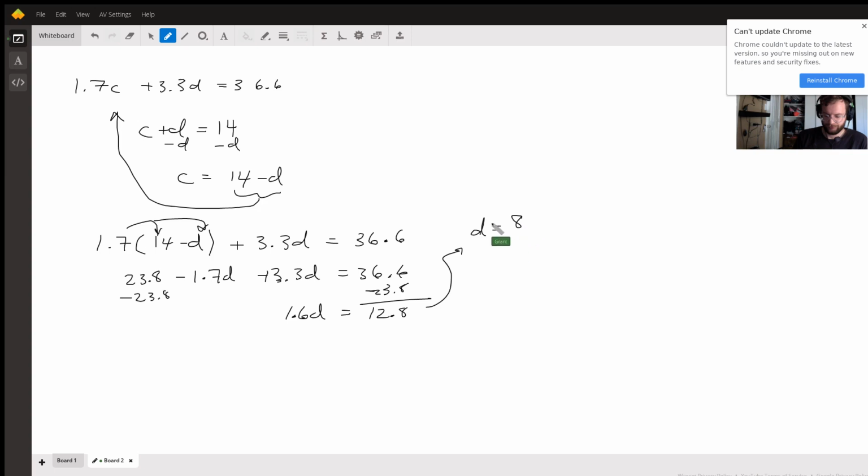So basically, there's 8 dogs at the shelter. So if there's 8 dogs, that means there has to be 6 cats. And that's it. So there's 6 cats and 8 dogs. And we can check our work. So if we take 1.7 times 6 plus 3.3 times 8, we're going to get $36.6. So that would be the answer to that equation.